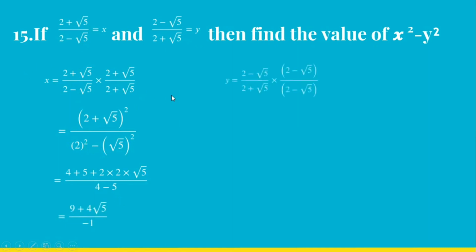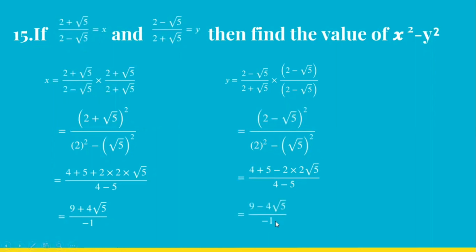Let us find the value of y. So y is (2 minus root 5) upon (2 plus root 5). The rationalizing factor is 2 minus root 5. So multiplying, you get a minus b the whole square, a square plus b square minus 2ab. In the denominator we have a plus b into a minus b, which is a square minus b square. 2 square is 4, root 5 square is 5, 4 plus 5 is 9. 9 minus 4 root 5 upon minus 1. So these are the values of x and y that we have got with the rational denominator.